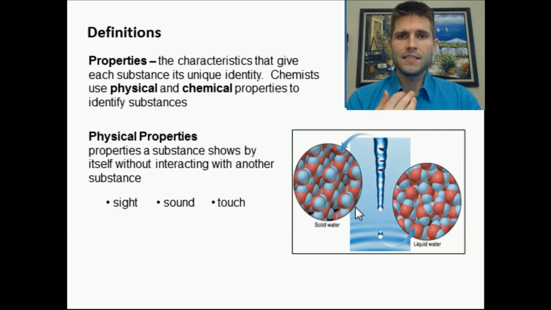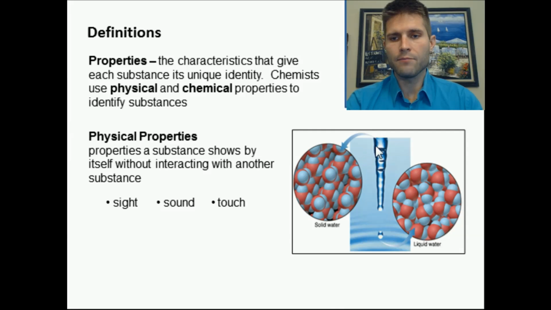We can use sight. If you look at something, you can describe it to me. We can use sound. Some things sound different than other things. And touch. We can touch something and figure out if it's smooth, if it's rough, if it's cold, if it's hot. We can figure out those types of physical properties. Now, the other two senses that we have, smell and taste, actually deal with the chemistry. So those would be dealing with the chemical properties, not the physical. So these three are the physical properties.